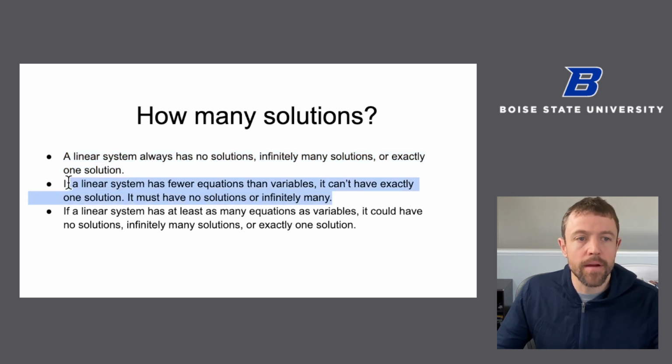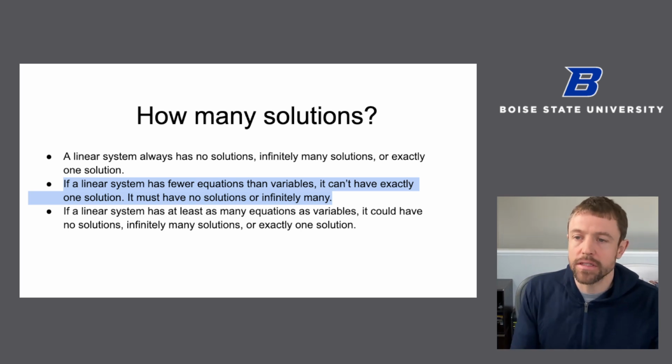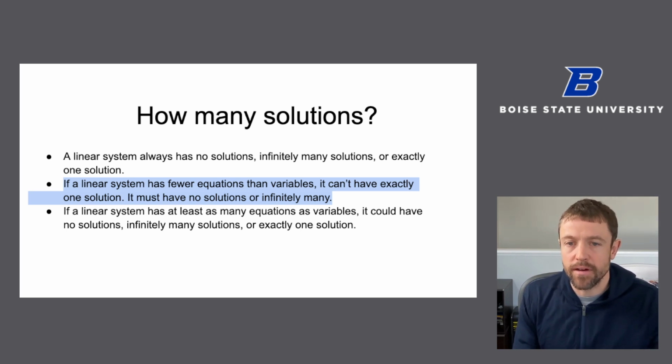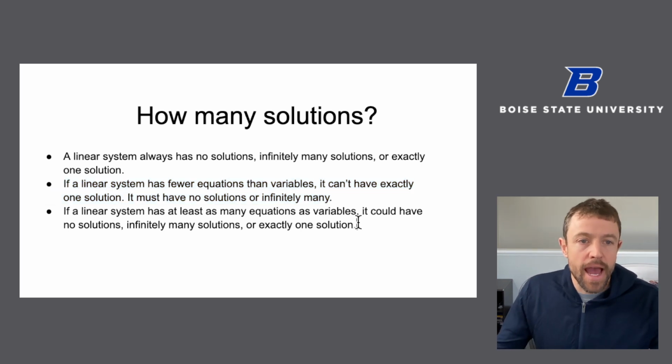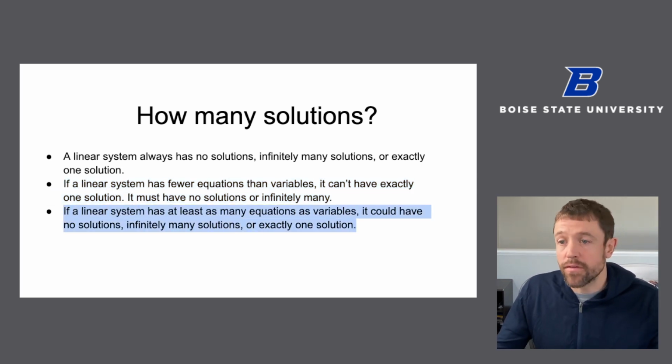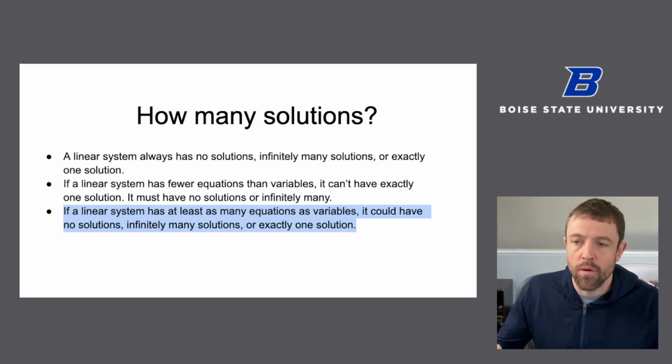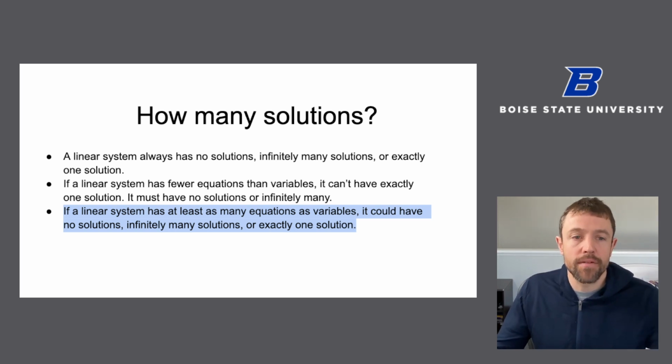But also of interest, if a linear system has fewer equations than variables, it can't have exactly one solution. It either has no solutions, like those 2 planes that were parallel, or infinitely many, like those 2 planes that intersected in a line. What this is, in my mind, saying is that in order to narrow things down to a single solution, we need as many pieces of information as variables. And then finally, if we have at least as many equations as variables, so for instance, in 3D, if we have 3 or 4 or 10 equations, we could have no solutions, we could have infinitely many solutions, or we could have exactly one solution. Any of these options is possible.